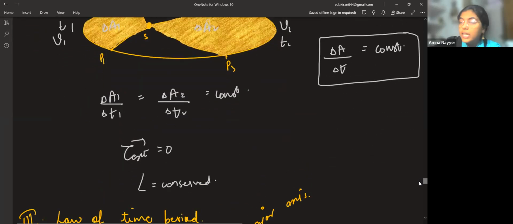And yes, one condition is that when this is conserved, external torque should be zero. Like in your system, no other force is acting. Net torque is zero. So if net torque is zero, angular momentum is conserved, because angular momentum is the rate of change. If change is not there, force is not present, your angular momentum will not change. So it's conserved. So these are the few factors that you have to remember about the second law.